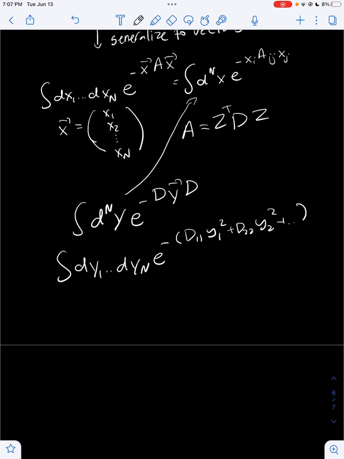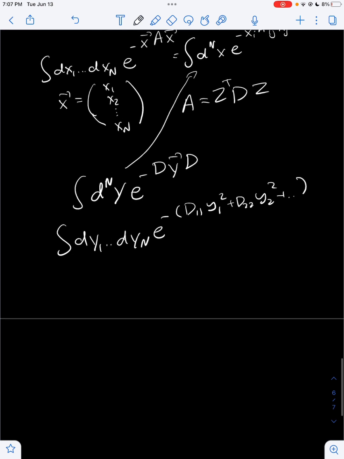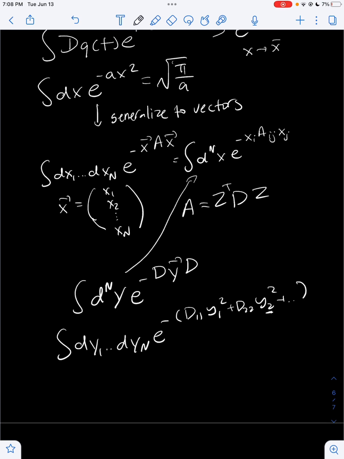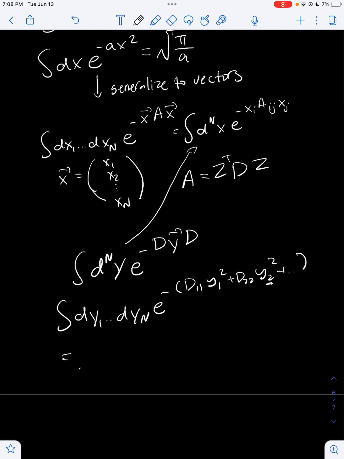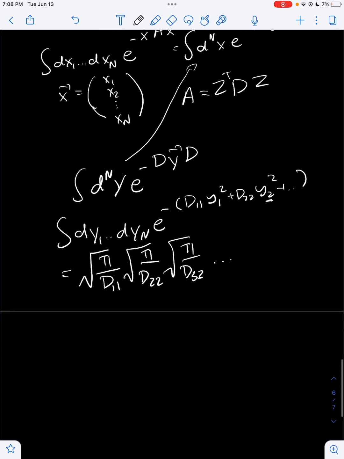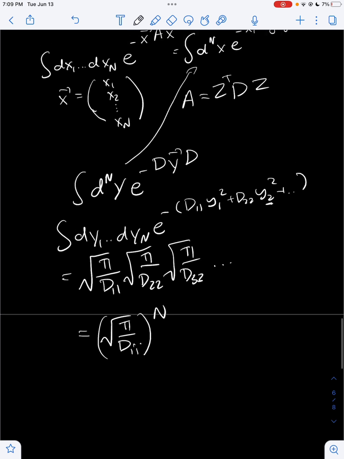And now you can see the reason why we want to work with diagonal matrices, because with diagonal matrices, the indices on the bottom will always match, which is going to be pretty helpful. If you replace x with y_i, and a with d_ii, this is going to give us the square root of pi over d_11 for this one over here, multiplied by the square root of pi over d_22, the result of integrating over each component of y. And now we can see that this is the same thing as the product of the square root of pi over d_ii, to the n.